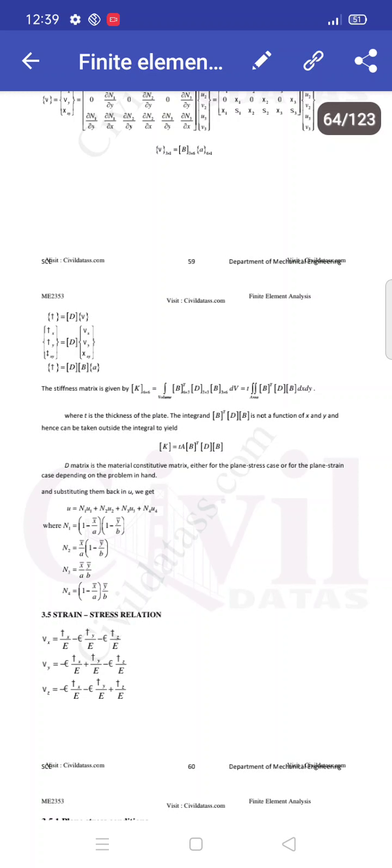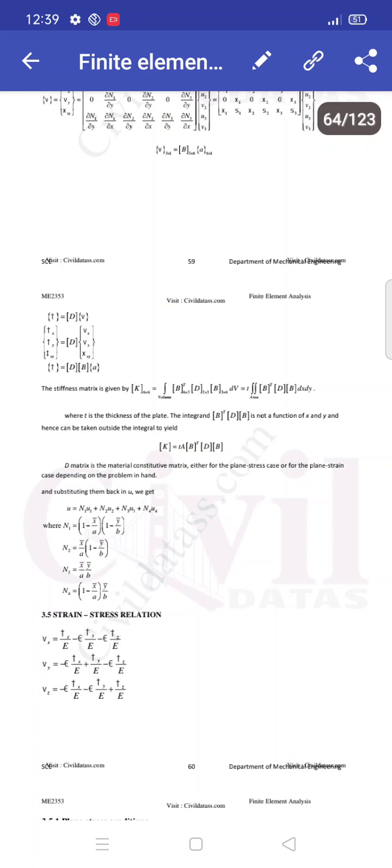Then the stiffness matrix. So the stiffness matrix K is equal to the integral over volume of B transpose, then D matrix, then B matrix, into dV. The D matrix is the material constitutive matrix, either for the plane stress case or for the plane strain case, depending on the problem in hand.